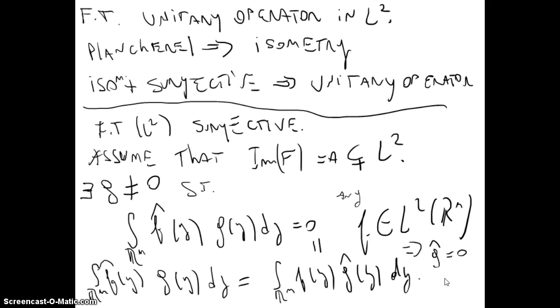And this contradicts what Plancherel's theorem told us, and that is that the norms are equal. The norm 2 must be different from 0, so this is a contradiction.